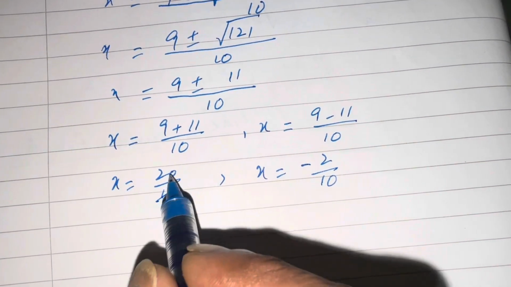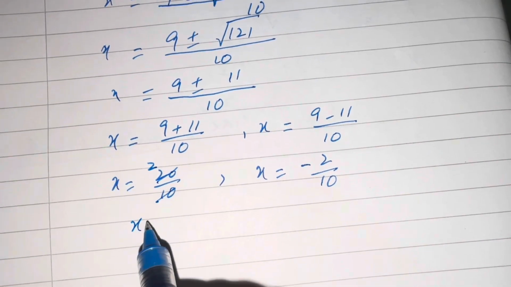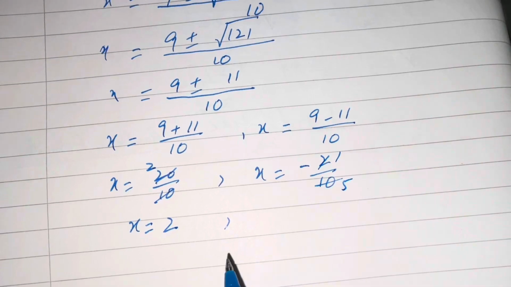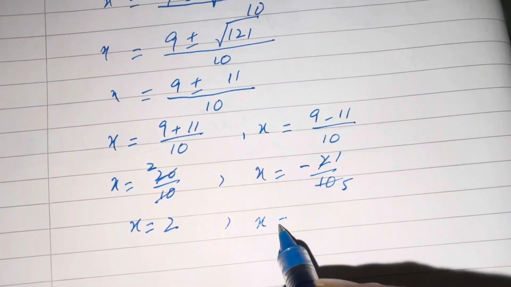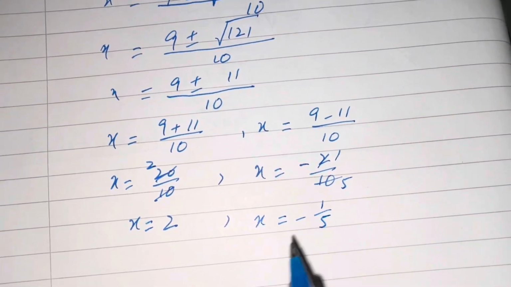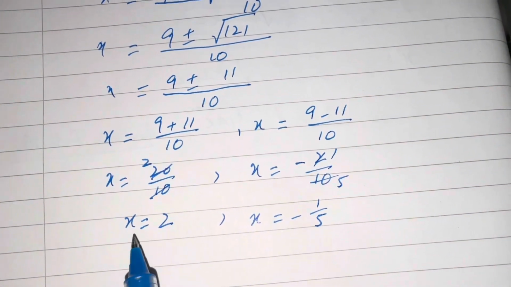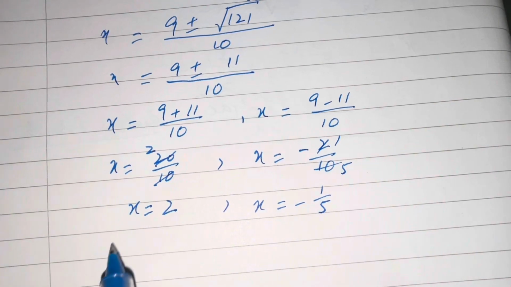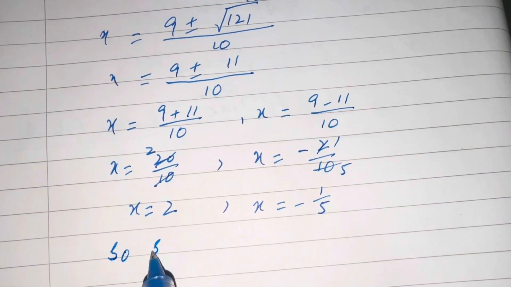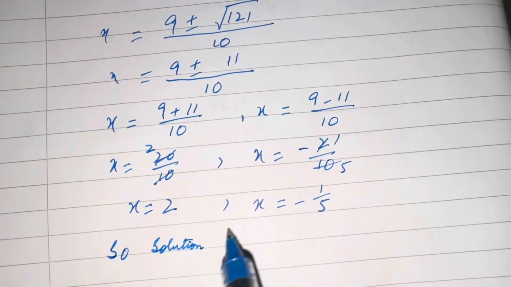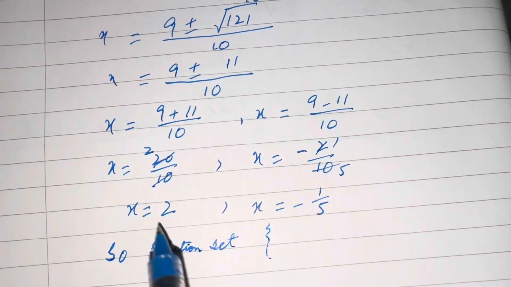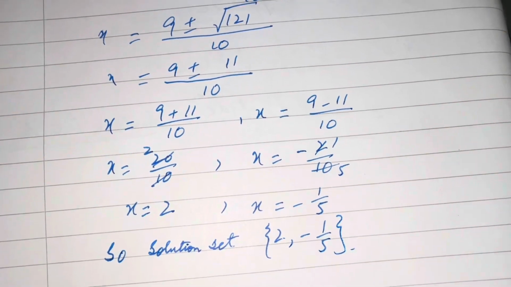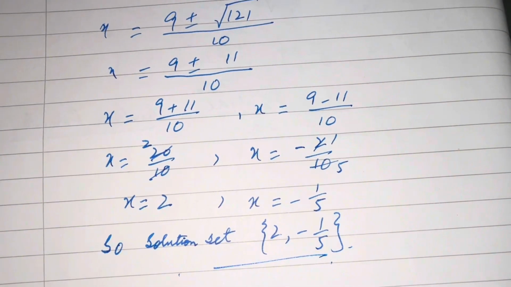Let's see what's going to happen. 10 2s are 20, so x is equal to 2, and 2 1s are 2 and 2 5s are 10, so x will be minus 1 over 5. So we have found the values of x. We got two values, 2 and minus 1 over 5. So the solution set will be 2 and minus 1 over 5. That's the answer to the question.